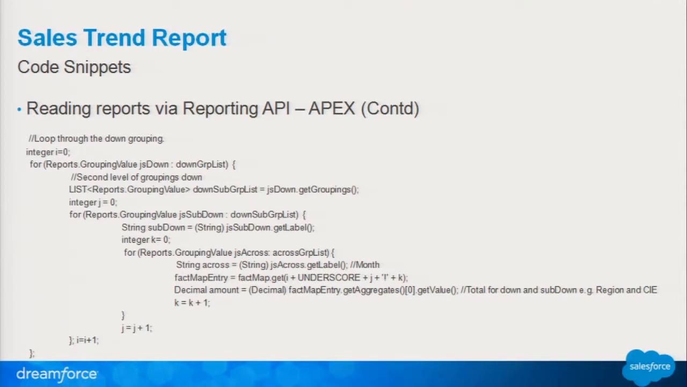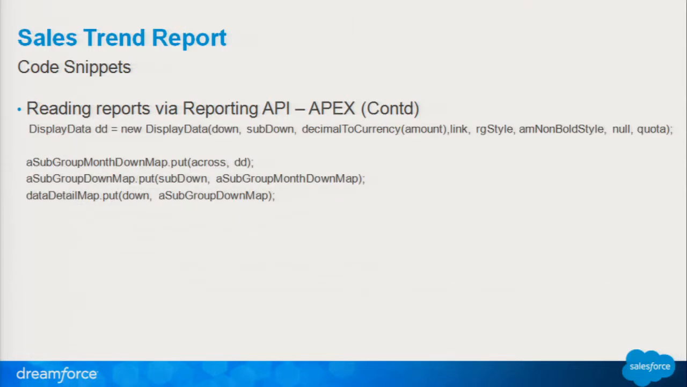You can see the three for loops. The first loop there, you can see the down group list. And then you would further get the sub-down groupings by going through the down group list and saying get groupings again. And then you would loop through that. And then you would loop through the across group list. And then you get access to the fact map. And then you'd say down group underscore sub-down group bang across group list. And then you would get that out of the fact map as an object, cast that to a decimal so you can actually use that, and store that in an object called display data.